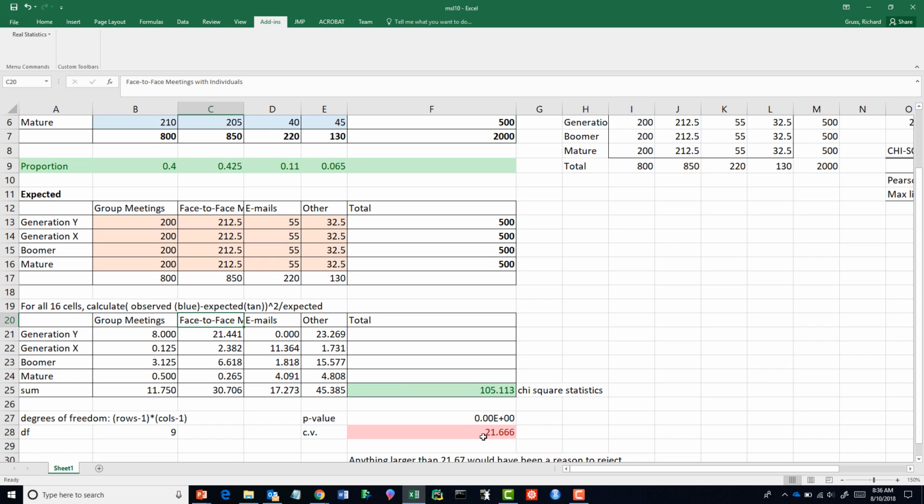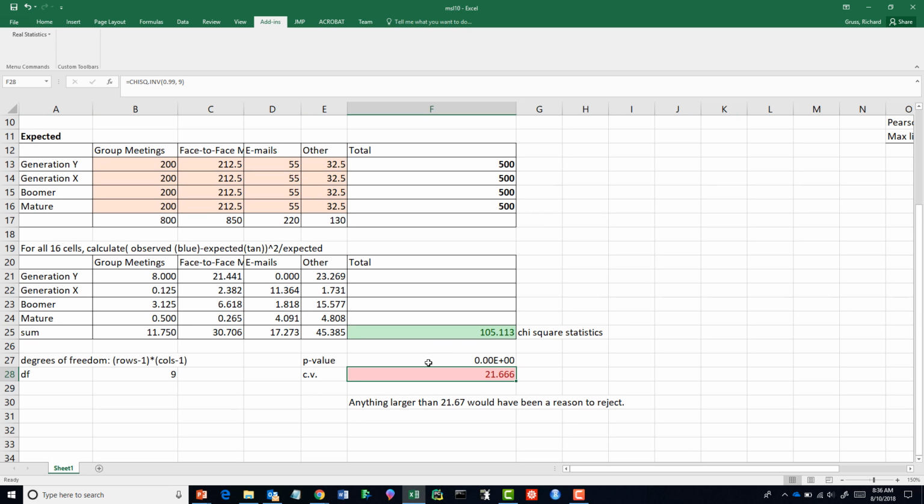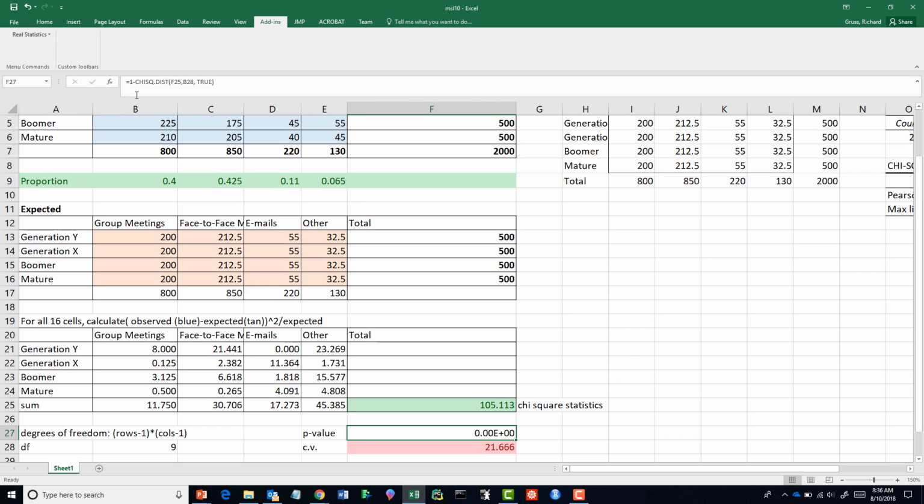Okay, and then you have to do this. One key thing to remember for the p-values, you have to do, in Excel, 1 minus chi-square, the dist, and then of course we always have true here.